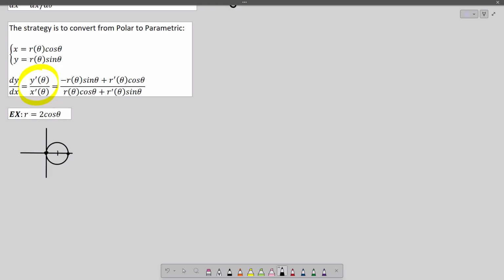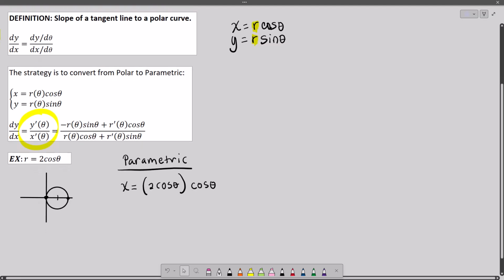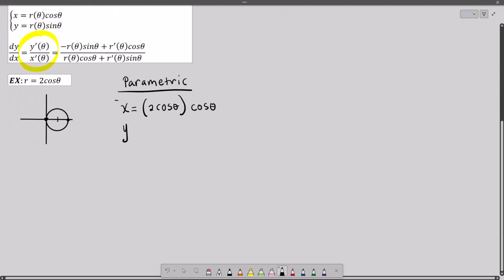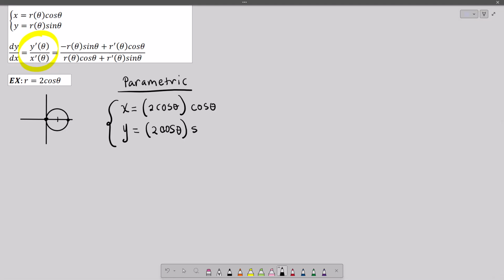Okay, so let's form our parametric. So the parametric representation is x equals r, so there's r, multiplied by cosine of theta. Right there. So r cosine theta. So we just take our polar function and replace the r with it. And then our second equation, so these are our polar parametric equations. So there we go. There is the parametric form of this curve here.